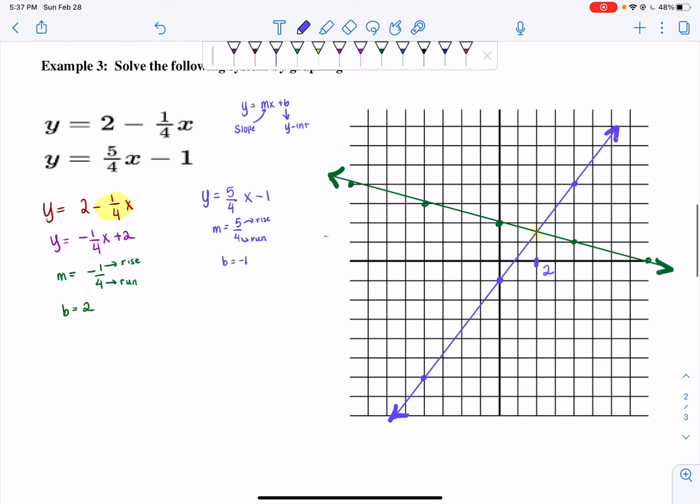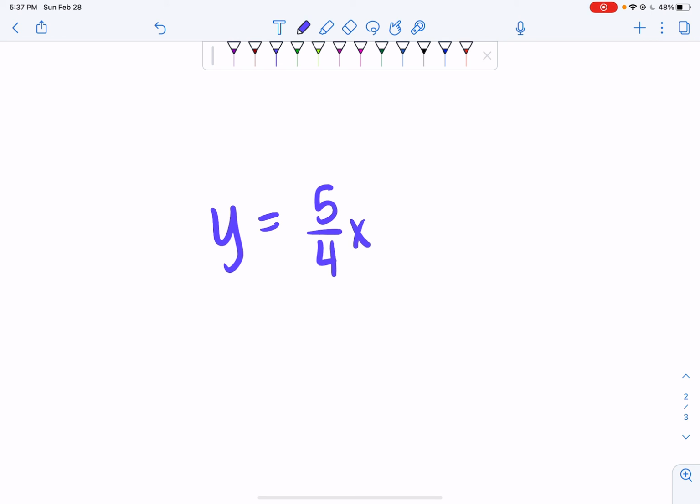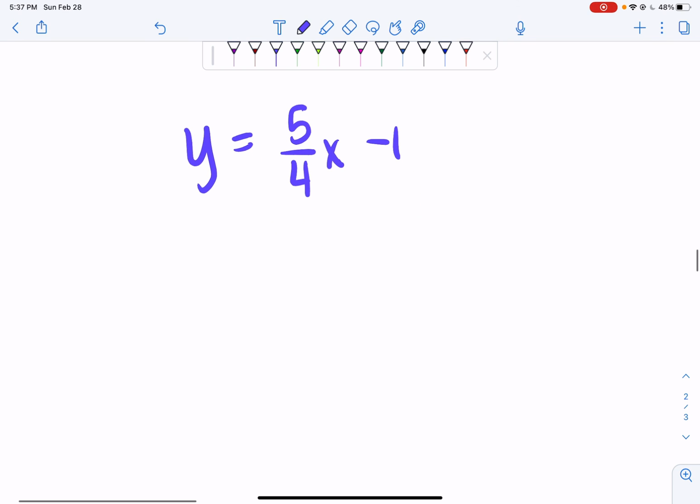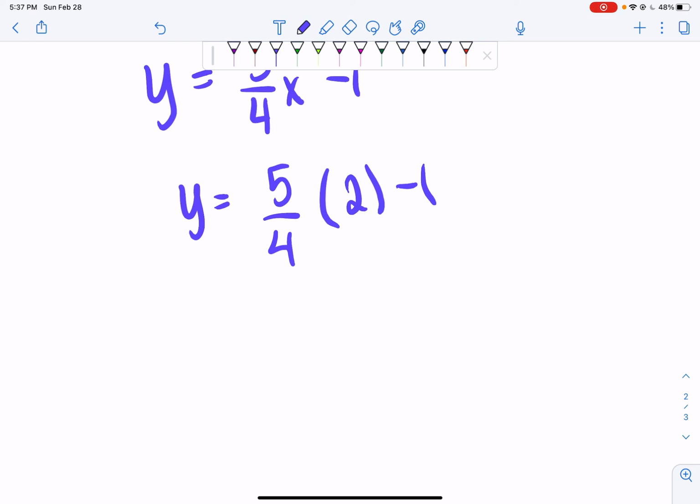So I like the second equation because I don't like having to deal with the negative 1/4 x. So my second equation is y equals 5/4 x minus 1. And everywhere I see an x, I'm going to plug in 2. So 5/4 times 2 is 10 over 4. Well, actually, it reduces. 5 times 2 is 10. 10 divided by 4. I can reduce that to 5 halves. So I have y equals 5 halves minus 1.